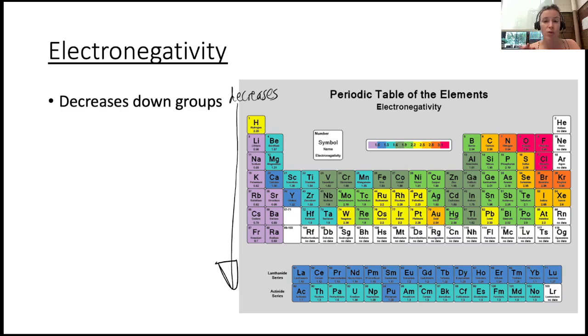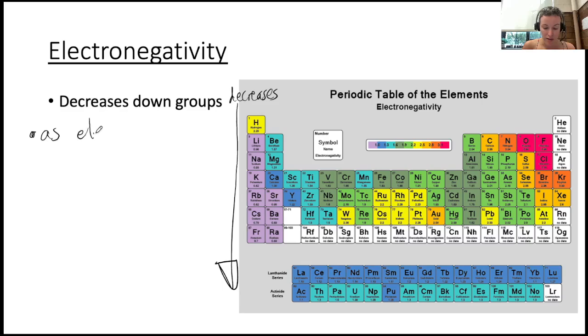Now let's relate this to electronegativity. How much is the nucleus pulling on those electrons? Well, if electrons down here at the bottom of the periodic table are far away from the nucleus, they won't feel as much pull. So electronegativity, how much an element pulls on its electrons, depends on the size of the atom.